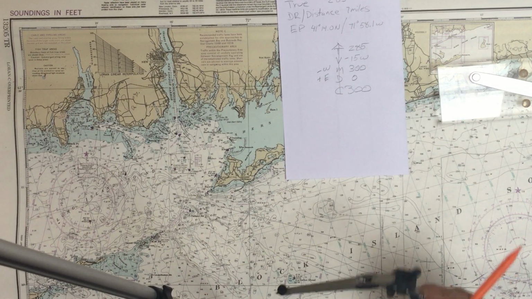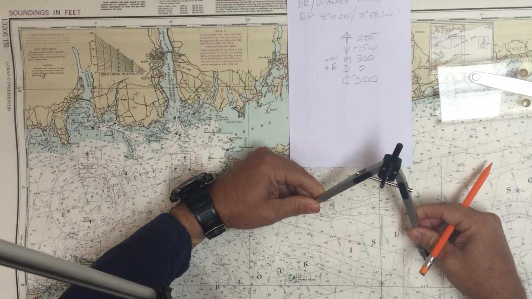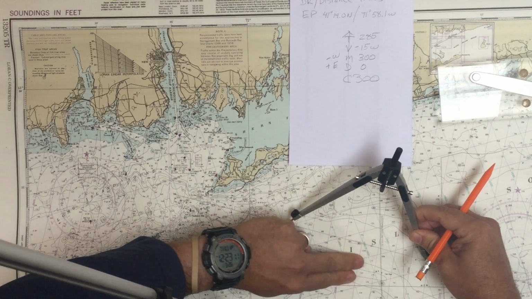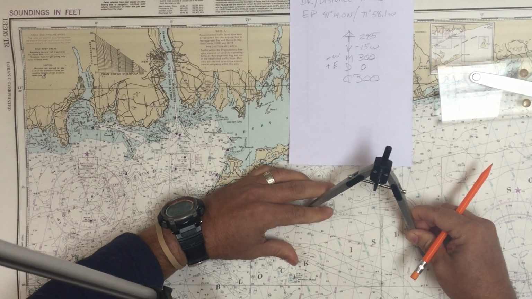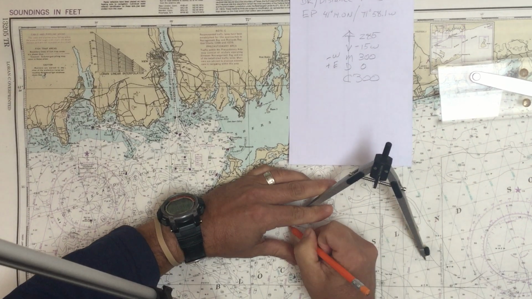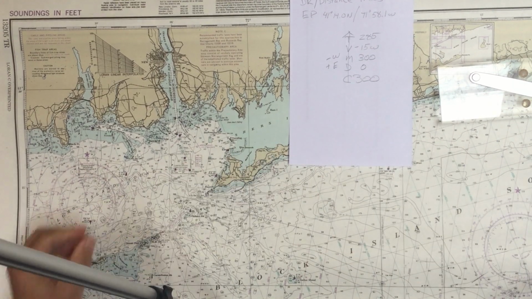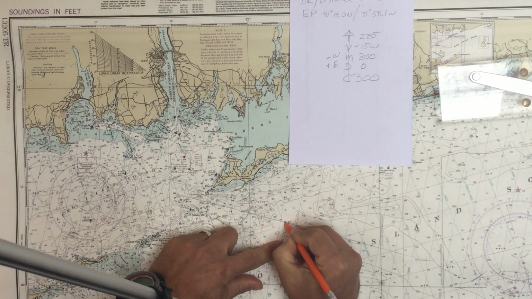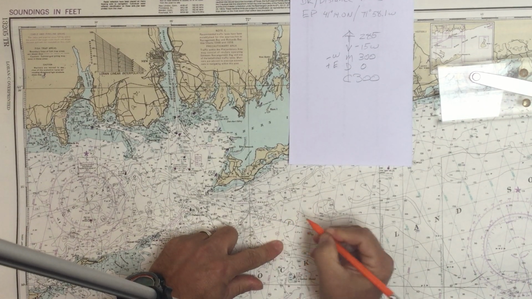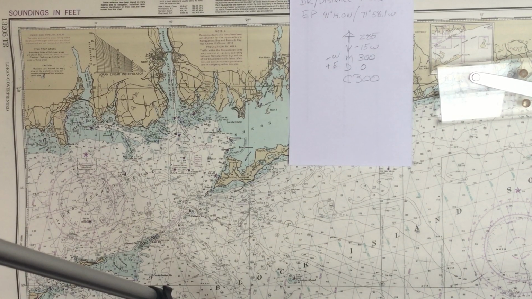Take your time, go slowly. And go from your starting point. Make sure your chart is nice and flat. And mark your 7 miles. So there's my DR. That's where I should be in 1 hour, which I like to put a half circle around just so I know what that is.